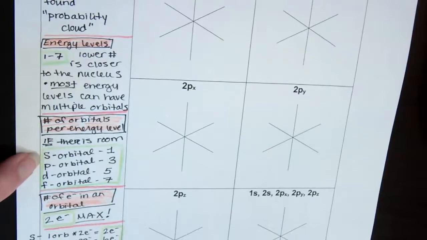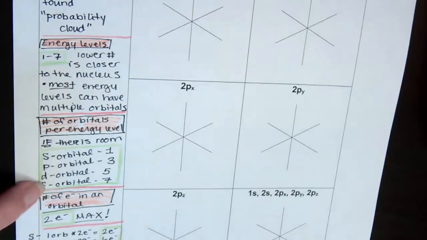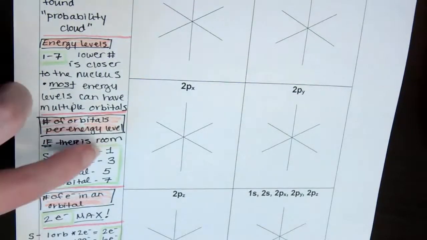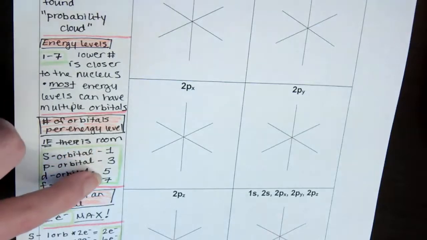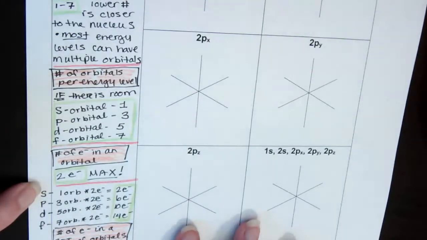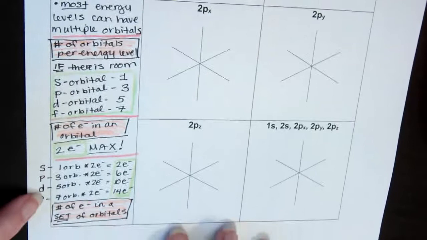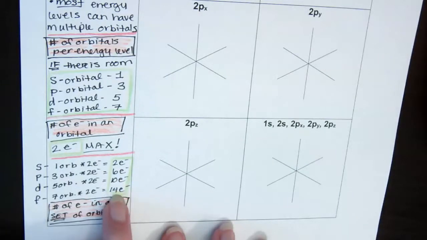There are 4 types of orbitals, 4 different shapes, categories that we have. We have an S category, P, D, and F. In each energy level, at the most, we can fit 1 S, 3 P, 5 D, and 7 F orbitals. Each orbital can only have 2 electrons. So if I wanted to count them by a set, an S can hold 2, a P set can hold 6, a D set can hold 10, and an F set can hold 14.